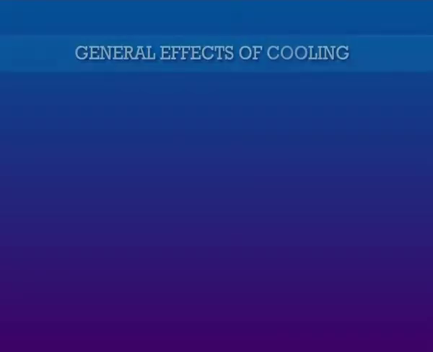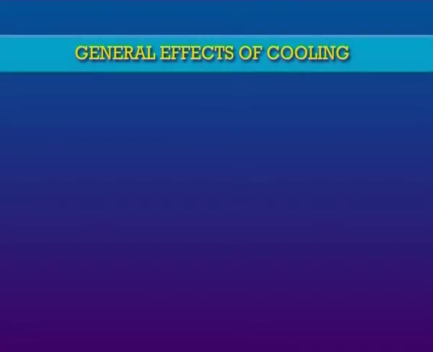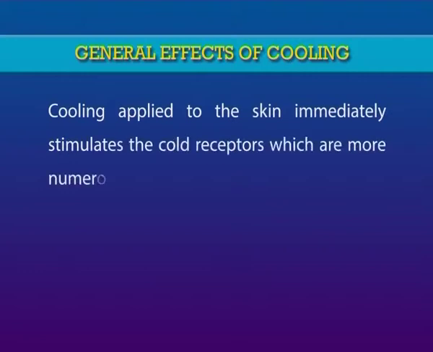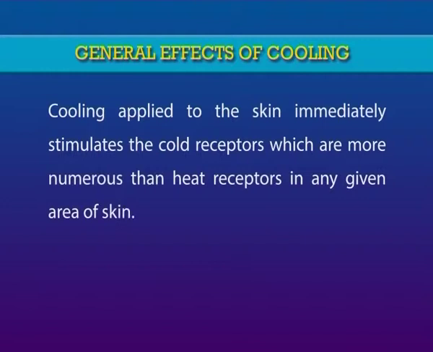The next topic is general effects of cooling. Cooling applied to the skin immediately stimulates the cold receptors, which are more numerous than heat receptors in any given area of skin. The hypothalamus acts as a thermostat to maintain core temperature. The posterior hypothalamus is concerned with the response to body cooling, being affected by the nervous input from the skin as well as the blood temperature. To conserve heat, it responds by cutaneous vasoconstriction and by increasing blood flow to the skin through vasodilatation.